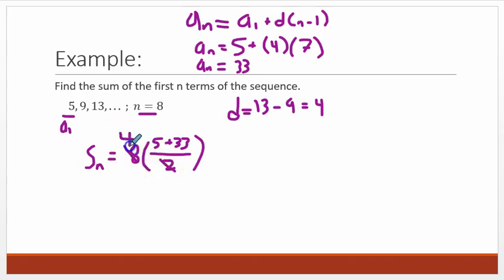So this is going to be 4 times, and 5 plus 33 is 38. So then the last piece is just to do 38 times 4. So this is the answer you would get if you wrote out all of the terms in the sequence, all 8 of them, and then sit there and hit 5 plus 9 plus 13 plus 17, etc. So this is the sum of the first 8 terms of the sequence. And that's it for the notes.